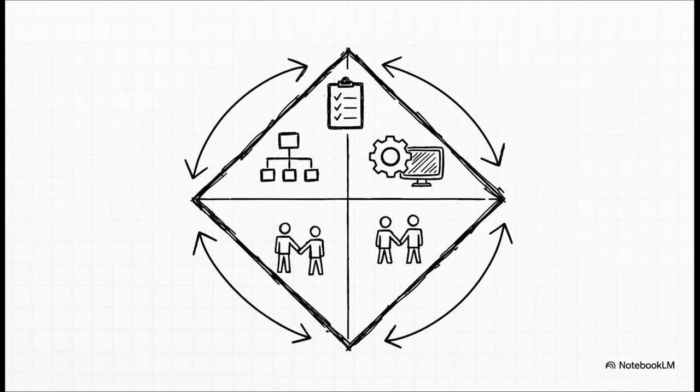Leavitt's model is built on one absolutely critical idea: interdependence. He says you have to look at four things: the task, the structure, the people, and the technology. But here's his main point: you can't touch one of these without affecting all the others. If you bring in new technology, it's going to change the work people do, their roles, and maybe even the whole company hierarchy. It's all connected.